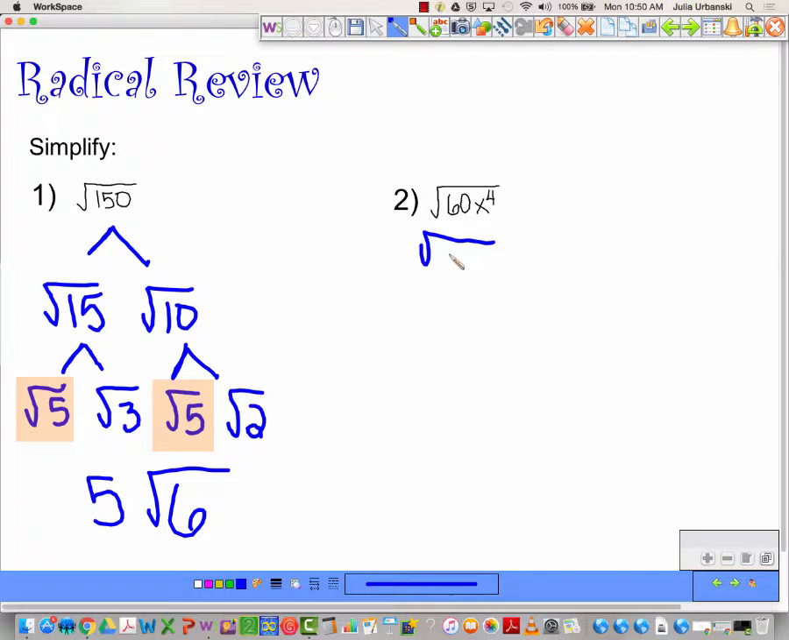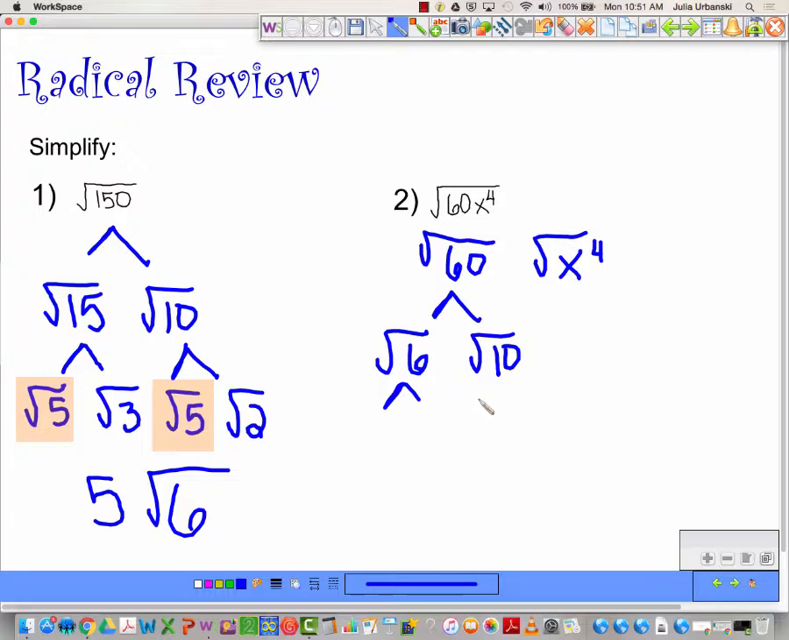Okay, good. So we're going to do them separately, though. I want you to think about what happens with the x to the 4th, as well. So we'll do this 60. I'm going to do them separately, but you're right. 60 can break down into 6 and 10, and then the 6 can break down. Give you a second and try to break those down. 3 and 2, and then the 10 can be broken down. So the 6 could be 3 times 2, and the 10 could be 2 times 5.